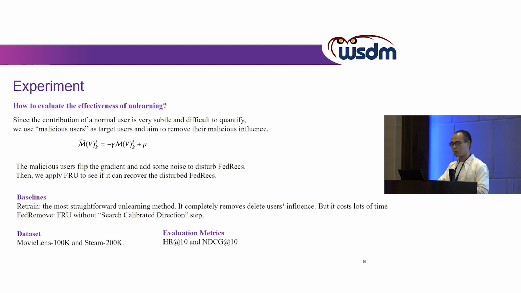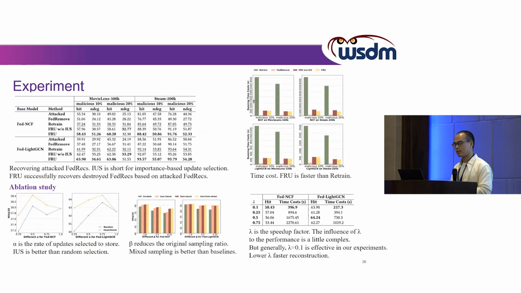FedRecs. And we use retrain as our baseline. Retrain means that we retrain the model on the remaining users without the malicious users. So compared to retraining, we can see whether our method can remove the bad influence and recover our system. As we can see from this table, attacked means that the system has been destroyed, and retrain is the system trained on the remaining users. And we can see our unlearning method can recover the system and even achieve better performance than the retraining method.